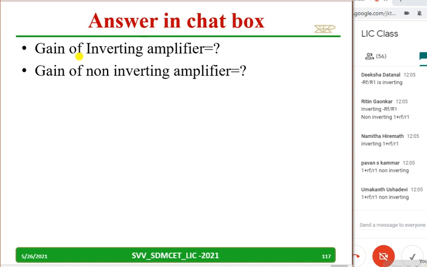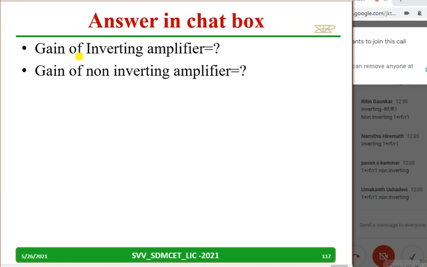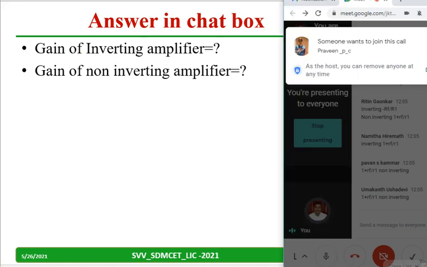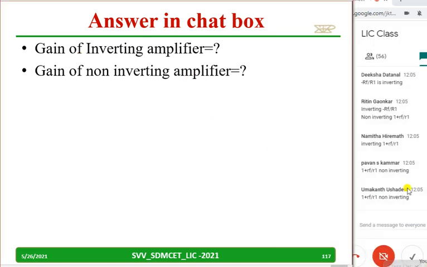I think Namita is typing again. Inverting is 1 plus RF by R1, sir. Somebody is typing non-inverting is 1 plus RF by R1. See, we have already spent a lot of time on that, and already we have done the derivation also. I told you people to revise. I never expected these different answers from you people. So, I'm sure you people will do the revision. Inverting is minus RF by R1, Namita, and non-inverting is 1 plus RF by R1. So please remember these equations and don't blindly copy.